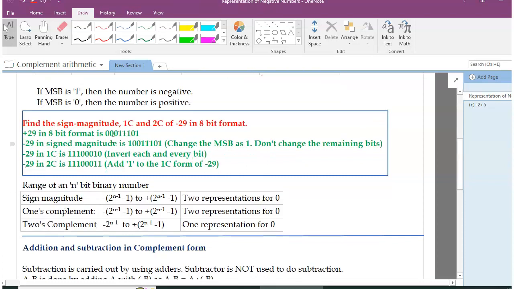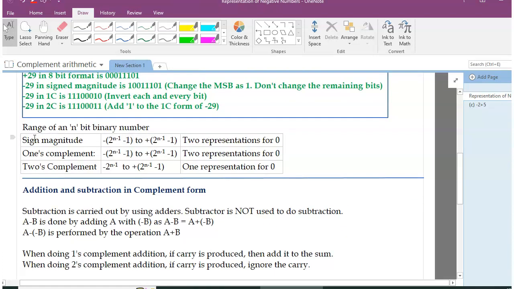Here some examples are given. Just go through this. Range of an n-bit binary number, sign magnitude: minus (2 power n minus 1, minus 1) to plus (2 power n minus 1, minus 1), and there are 2 representations for 0. One is 1 followed by all 0s, the second one is 0 followed by n minus 1 zeros. 1's complement, same range. Here also we have 2 representations for 0. 2's complement, we have only 1 representation for 0, so the range is minus 2 power n minus 1 to plus 2 power n minus 1 minus 1.